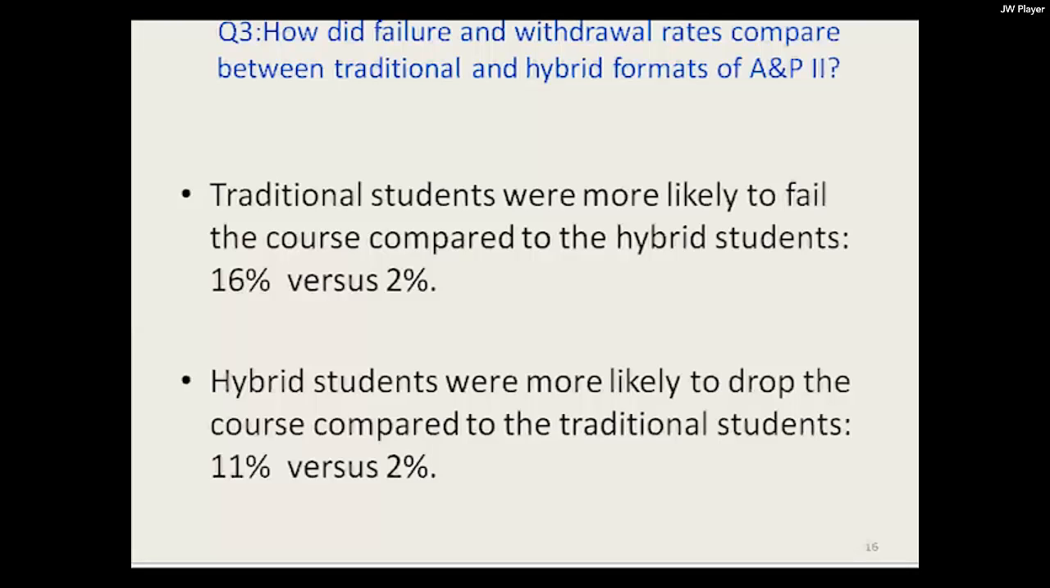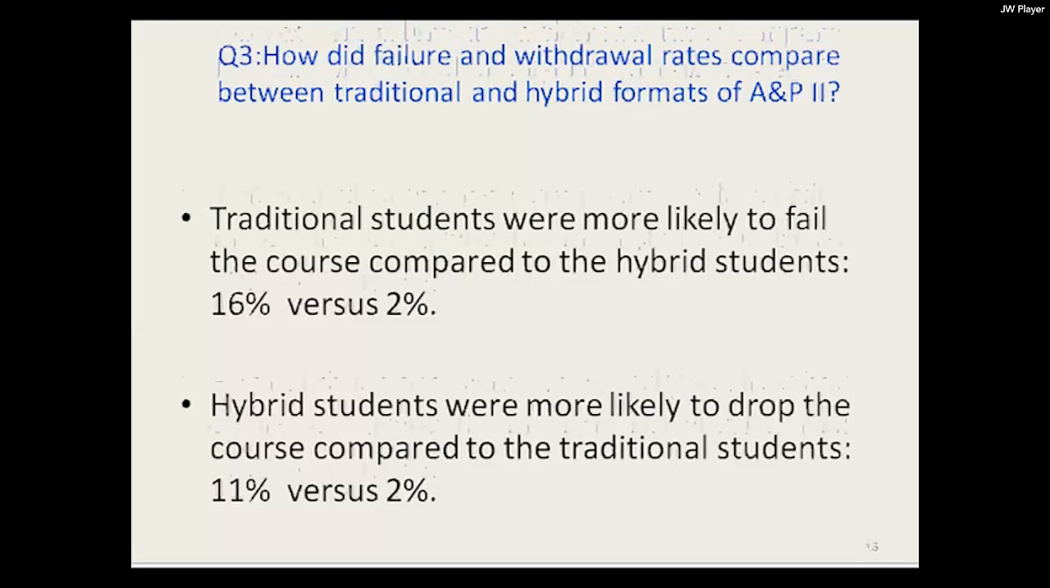Our third question was, how did failure and withdrawal rates compare between traditional and hybrid formats of Anatomy and Physiology II? I'll say we had mixed results for this because on one hand, the traditional students were more likely to fail the course compared to the hybrid students, 16% versus 2%. So that's a positive thing for hybrid learners. The online format apparently decreased the number of students failing the course.